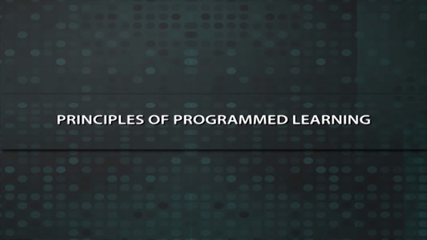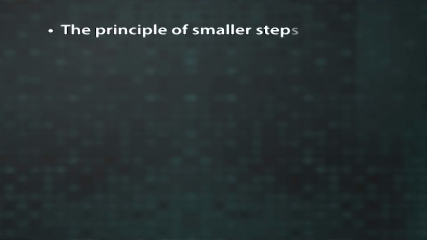Principles of program learning. A good program learning strategy is designed according to a set of fundamental principles. They are the principle of smaller steps. We have already seen that in program learning, the learning material is presented to students in smaller units which are arranged in a progressive sequence. The rationale behind this assumption is that students can learn better if the contents of a subject matter are presented to them in proper small steps.